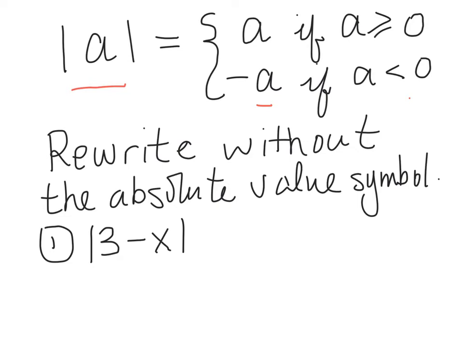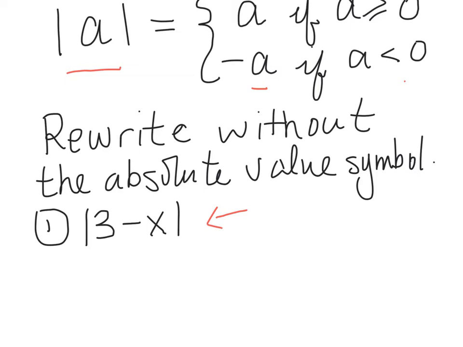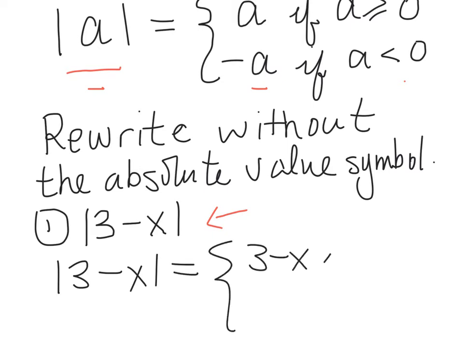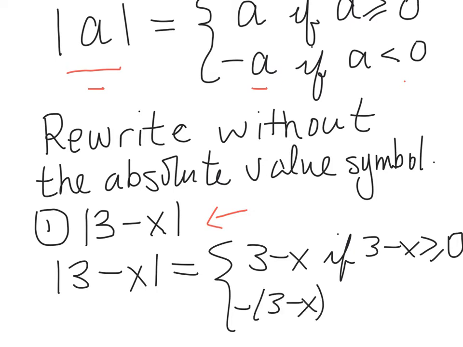Let's rewrite the absolute value of 3 minus x without the absolute value symbol. To do that, we want to use the definition of absolute value. According to what we just discussed, the absolute value of a is equal to a if a is greater than or equal to 0, and minus a if a is less than 0. So, the absolute value of 3 minus x will be equal to 3 minus x if 3 minus x is greater than or equal to 0, and minus (3 minus x) if 3 minus x is less than 0.